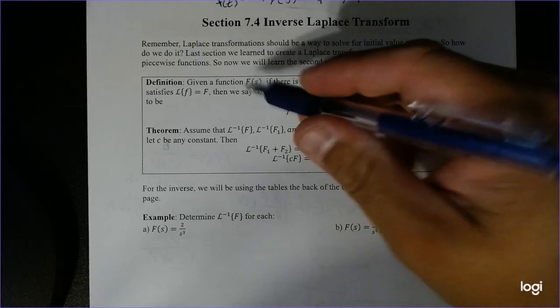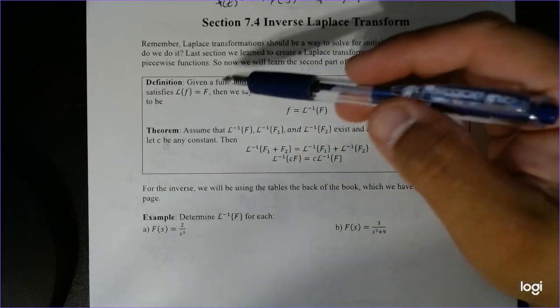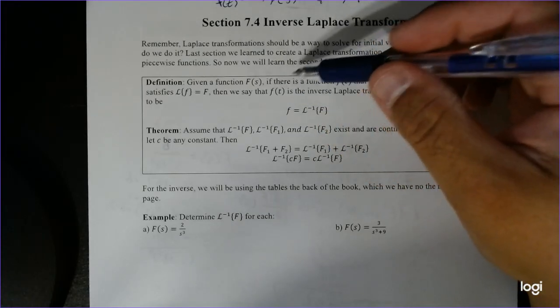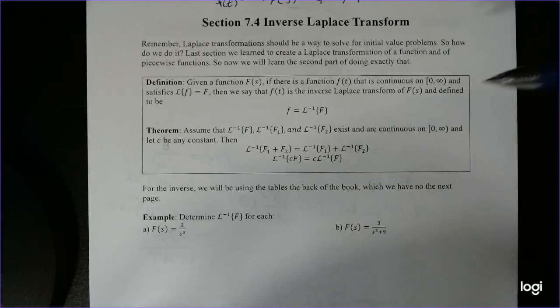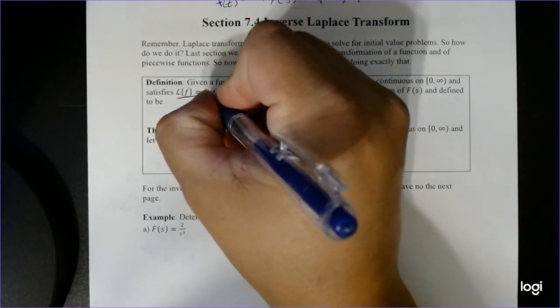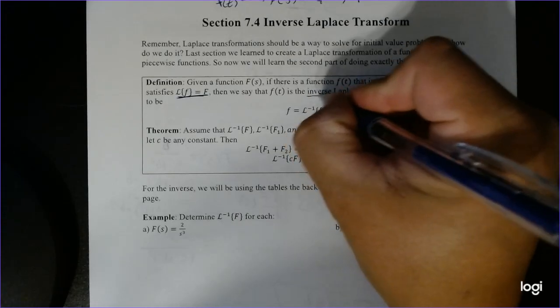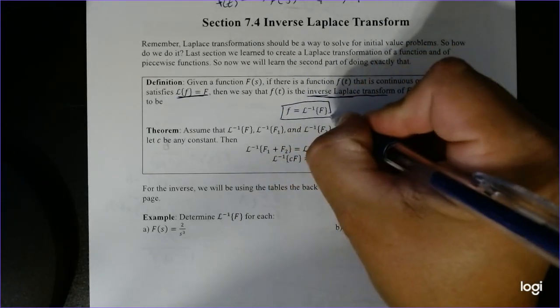But before we get there, a quick definition of what we really mean by the inverse. Given a function capital F of s, the Laplace transformation, there is a function f of t that's continuous from 0 to infinity, such that this is true. Therefore, f of t will be the inverse of the Laplace transformation, defined by this.